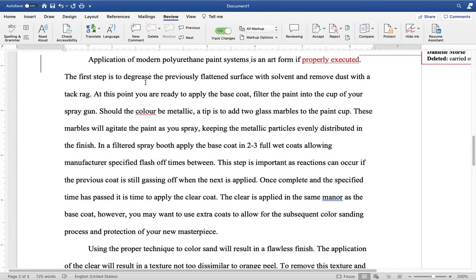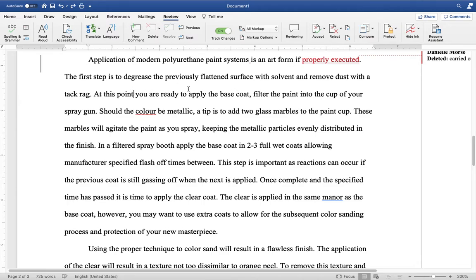The first step is to degrease the previous. This is just a suggestion. How words are hyphenated really depends. I would hyphenate this, I know technically this is correct, but sometimes I want to hyphenate it because I really want to emphasize that it's degrease, not decrease. We can do that with words if we want to emphasize that it's something else, but you can keep it the way it is. Degrease the previously flattened surface with solvent and remove dust with a tack rag.